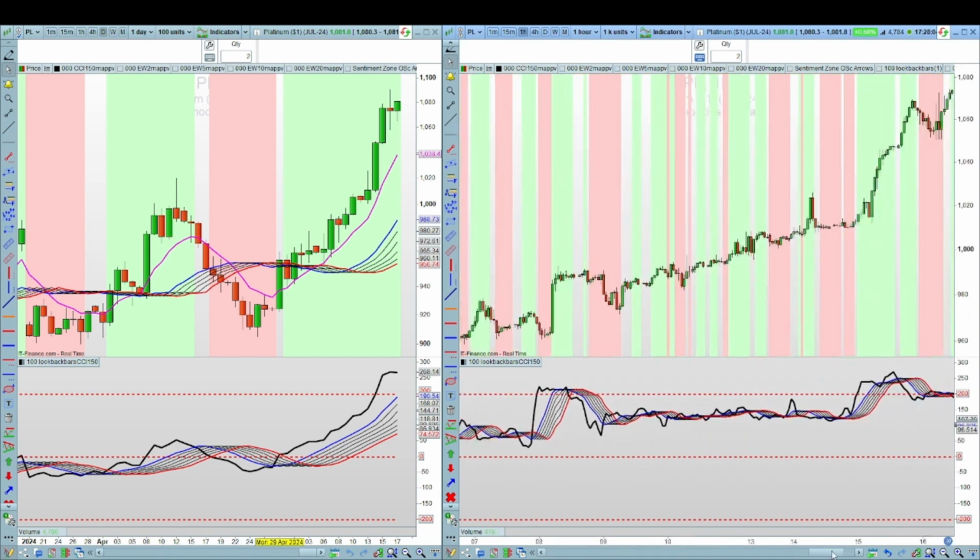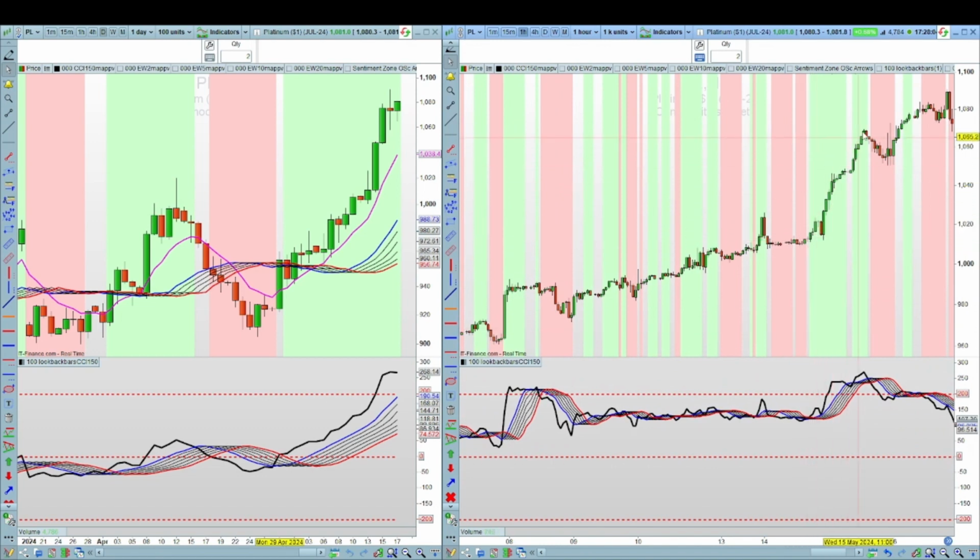So you get the idea with the trade. This would have been a nice little trade, and closed it out when it entered the neutral positioning there, and entered again there and closed it out there.